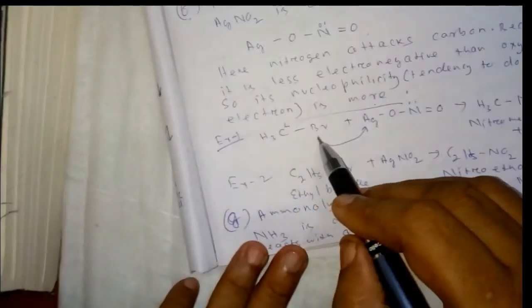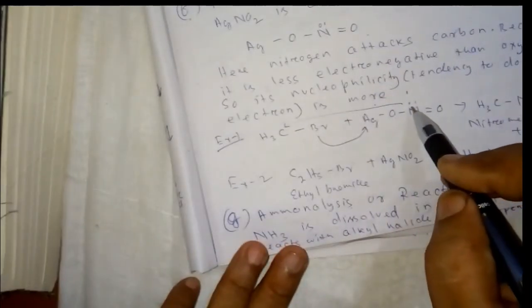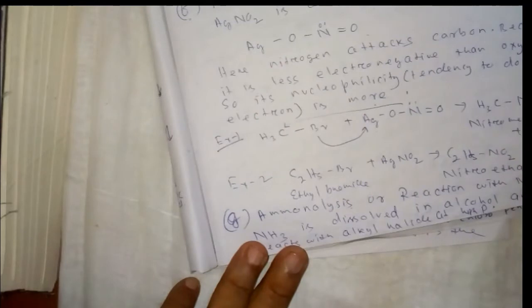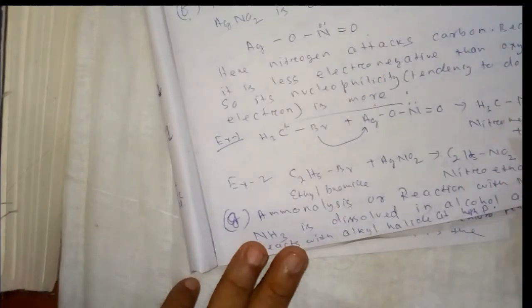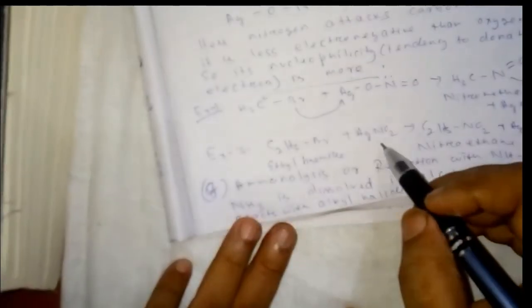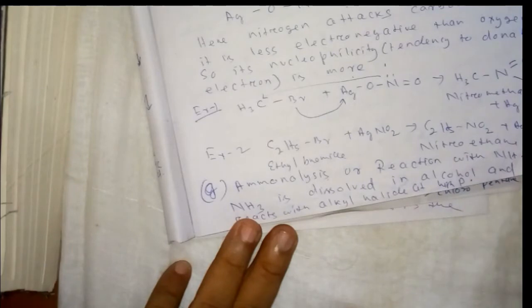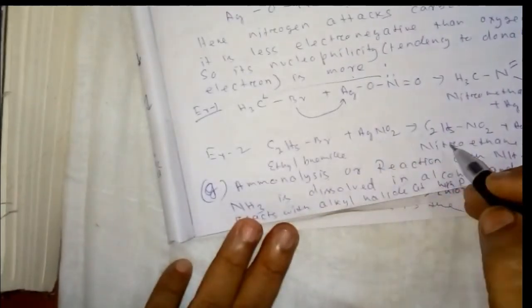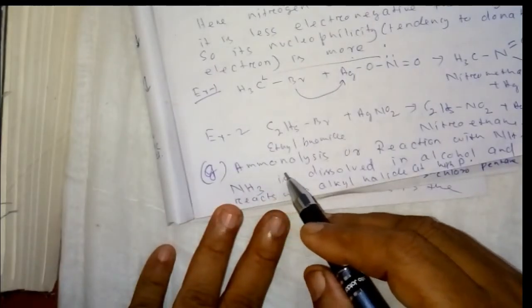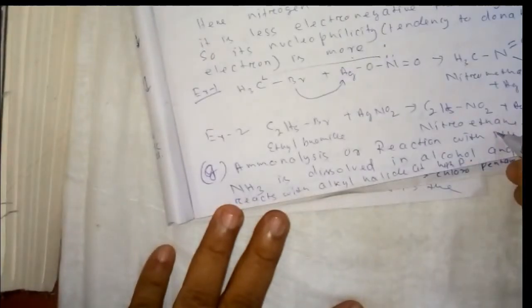Example 1: CH3Br plus AgNO2, nitrogen will attack, giving CH3–N(=O)→O, nitromethane. This is a nitro group, and that was a nitrite group. Nitromethane plus AgBr. Similarly, C2H5Br plus AgNO2 gives C2H5NO2 plus AgBr, nitroethane. Ethyl bromide gives nitroethane.